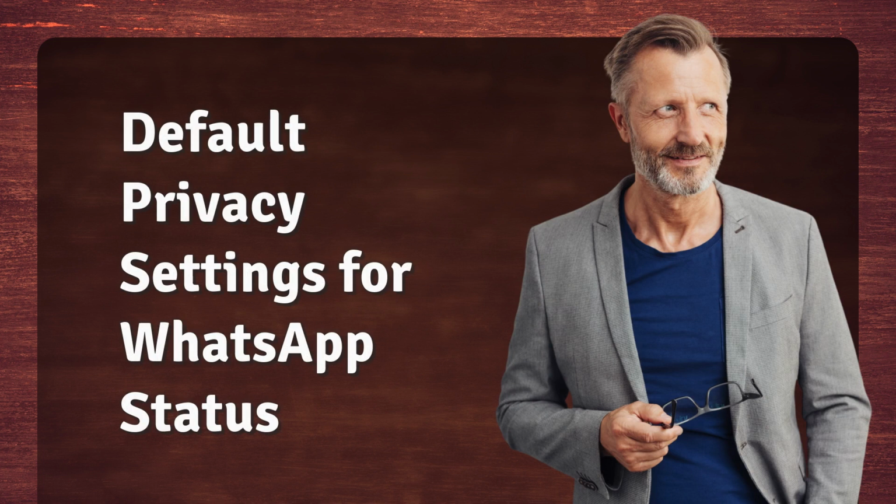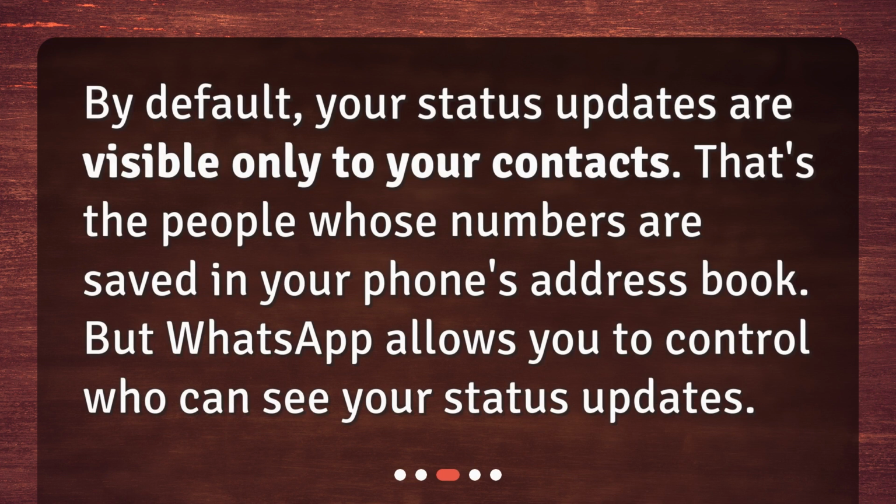Default privacy settings for WhatsApp status. By default, your status updates are visible only to your contacts. That's the people whose numbers are saved in your phone's address book. But WhatsApp allows you to control who can see your status updates.